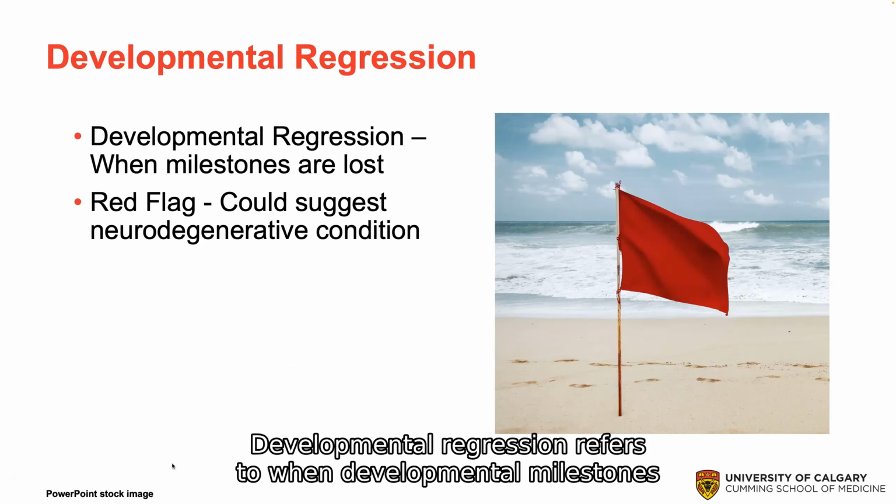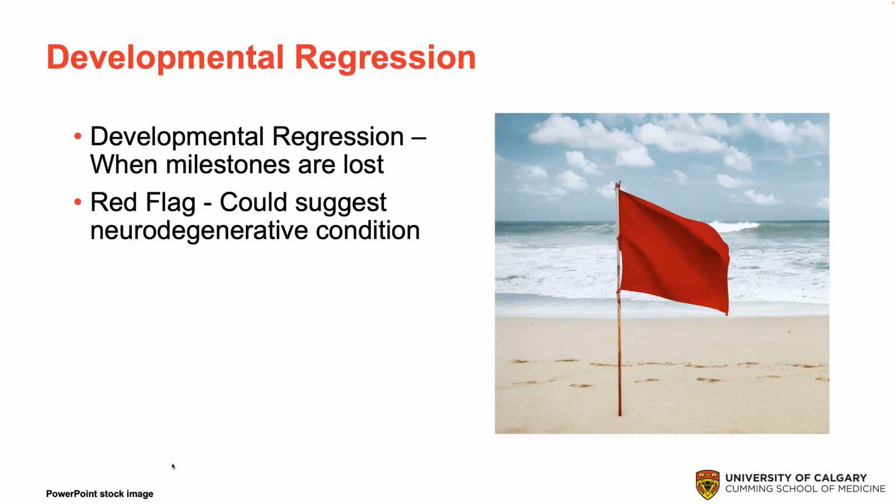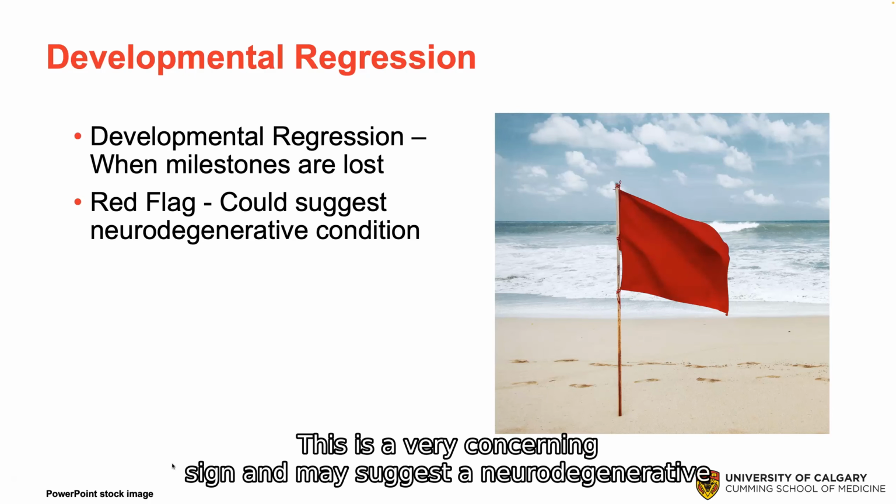Developmental regression refers to when developmental milestones that have previously been obtained are lost. For example, a child who starts to lose their ability to speak or walk. This is a very concerning sign and may suggest a neurodegenerative condition such as Rett syndrome or an inborn error of metabolism.